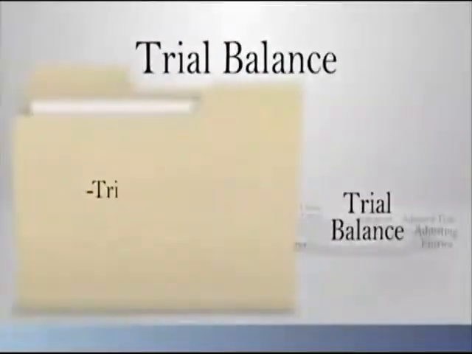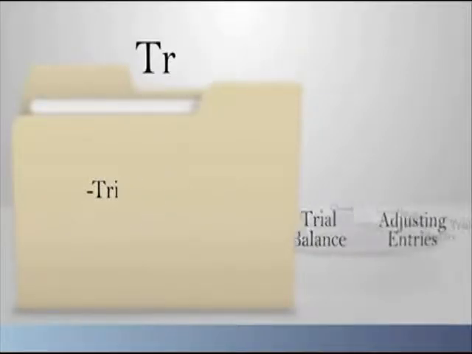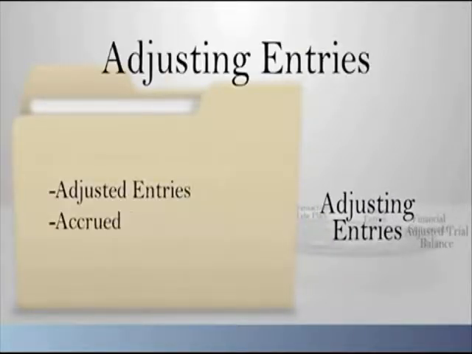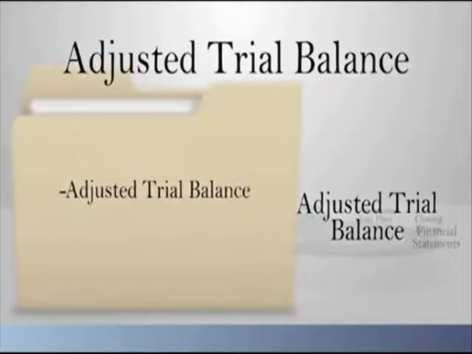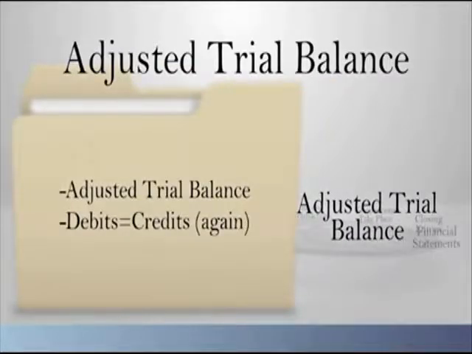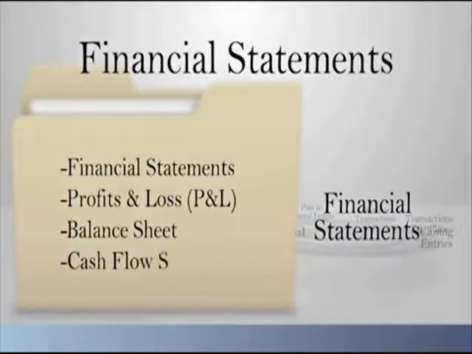After your general ledger is looking good, you print the trial balance, take a look at your report, and make sure your debits equal your credits. If you're off, you have to do some adjusting entries, or you may have some other monthly adjustments to make. After you make all your monthly adjustments, you print an adjusted trial balance. Again, make sure you're in balance and your debits equal credits. Then go ahead with the financial statements: your profit and loss, your balance sheet, and your cash flows.